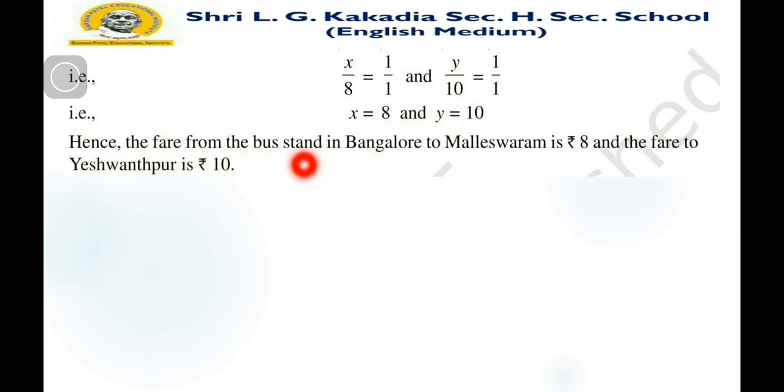Hence the fare for the bus stand in Bangalore to Malleshwaram is rupees 8 and the fare to Yeshwantpur is rupees 10. So by this cross multiplication method we can find the values of x and y.